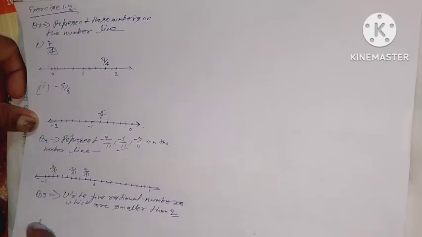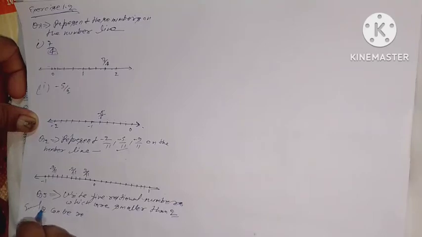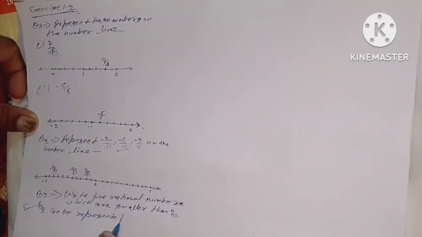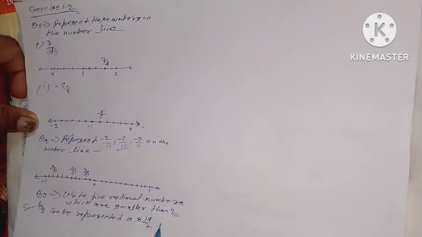Solution. 2 can be represented as 14 upon 7, because 7 ones are 7 and 7 twos are 14. The value of this number comes to 2, because 7 twos are 14. 2 is present here. Okay.